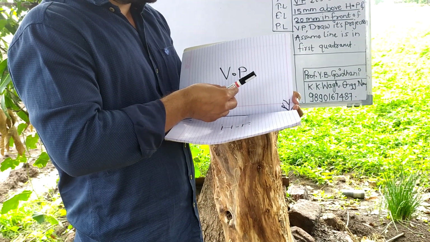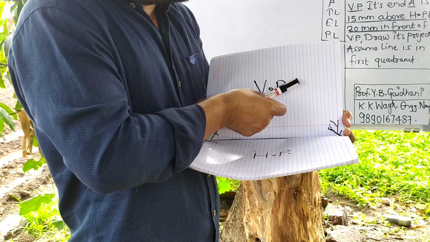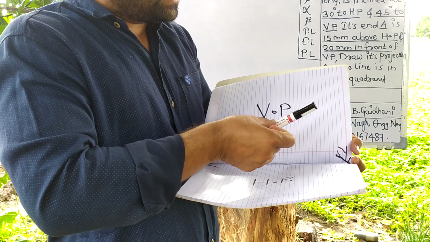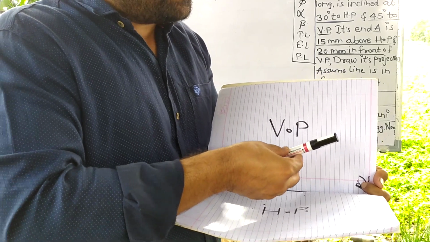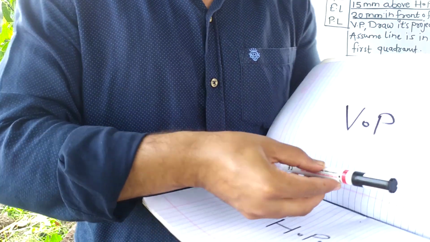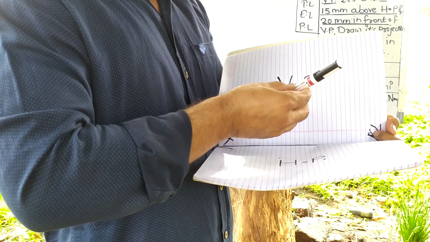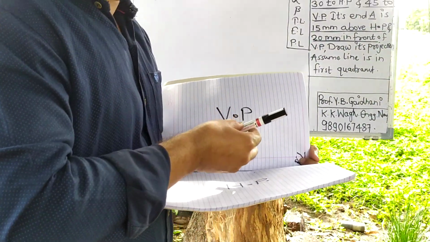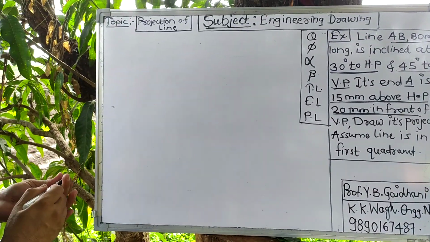Now consider what is given. The line is inclined to HP, which we can see in the front view, and it is given as 30 degrees. At the same time, by keeping this point as a reference, the line is inclined to VP. The line is inclined to HP and at a time inclined to VP, and in that particular condition we have to draw its front view and top view, the actual projection of the line. So let's see how to draw it.